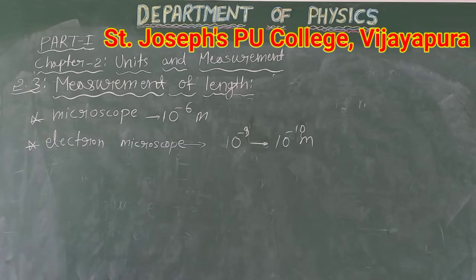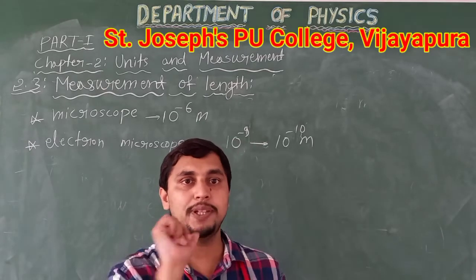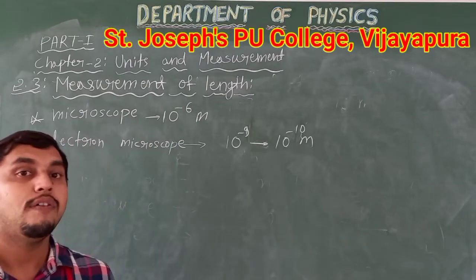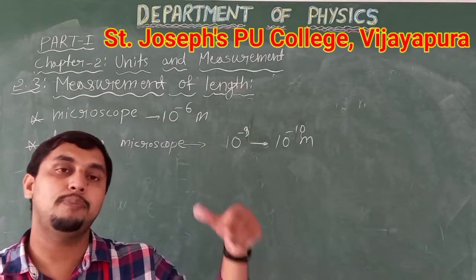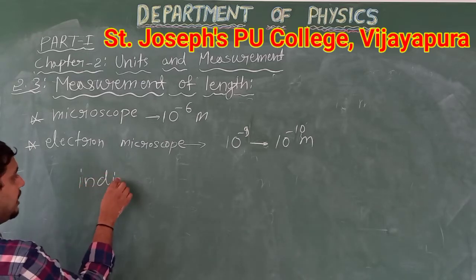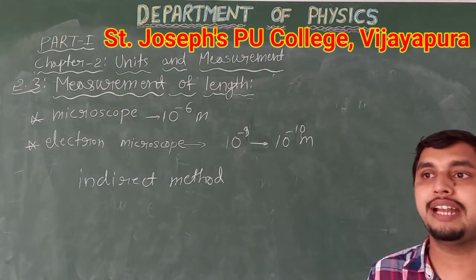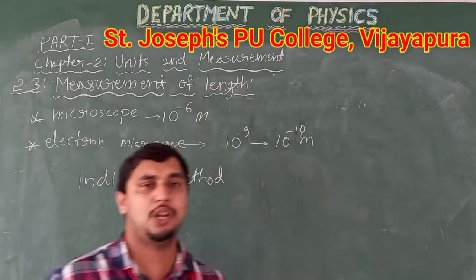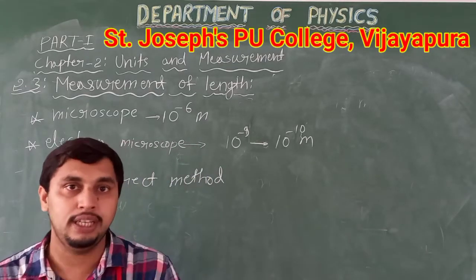For that purpose, there is no direct method to measure the length. For example, the size of a nucleus, the size of the proton, the size of the neutron. There is no direct method to measure these. So at that moment, we will go for an indirect method, usually by a calculation method. You will learn how to measure that radius and all in your second year PUC atom and nuclear chapter.